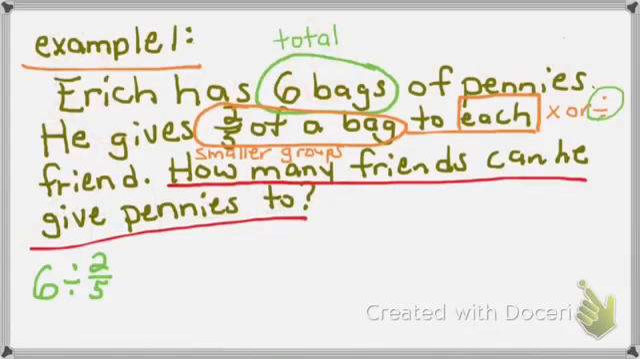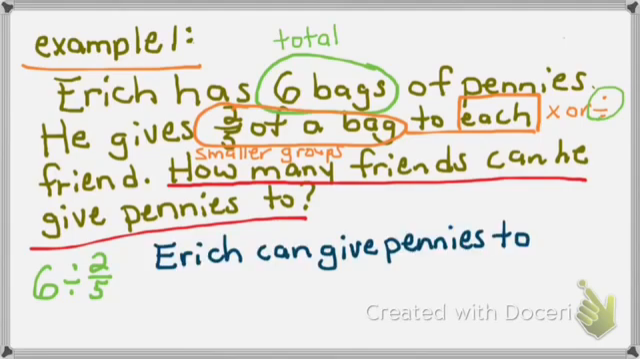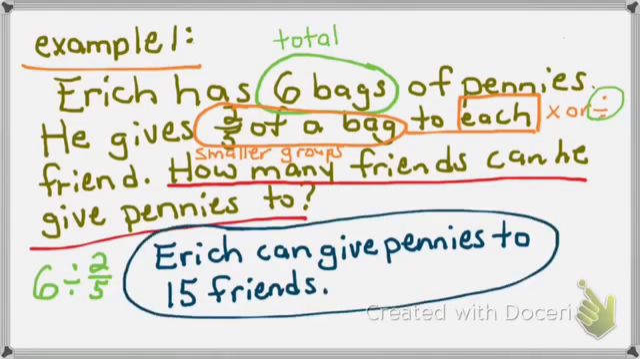Let's go back and put that into my original problem. We were talking about Eric, and the question says, how many friends can he give pennies to? So the answer will be: Eric can give pennies to 15. What's my unit? How many friends? Yes, my unit is friends. 15 friends. And that's my final answer.